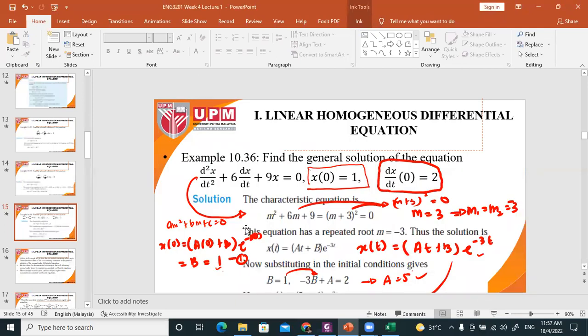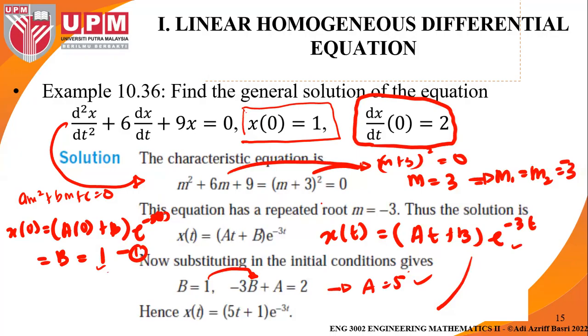Then you get this final answer, which is your x(t) is equal to, what is a? A is 5, times e^t, plus b, what if b is 1, times the exponent, what is k, negative t. So this is your final answer.